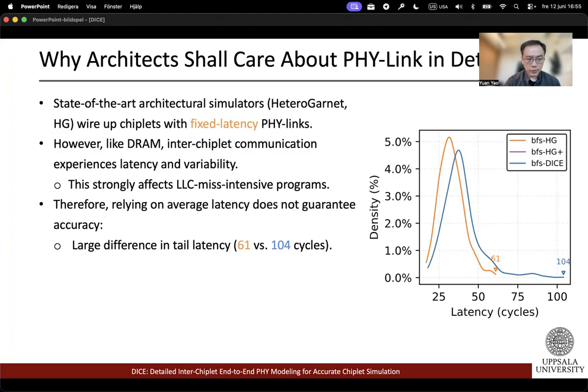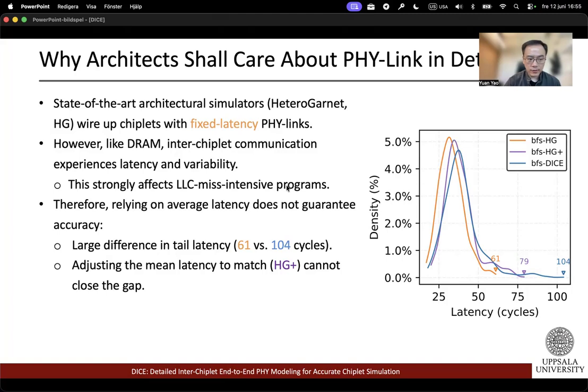In the example shown here, we compare inter-chiplet packet latency for graph application BFS on a 4 CCDs, each CCD with 8-core system. HeteroGarnet produces a much shorter average and tail latency than DICE. Moreover, even if we adjust the mean latency for HeteroGarnet to approach DICE, as in HG+, we still cannot match the long tail behavior.